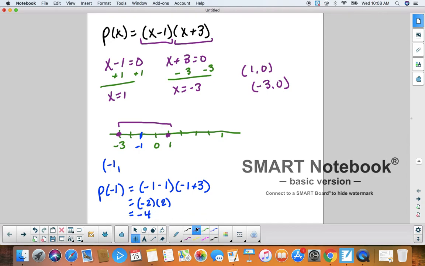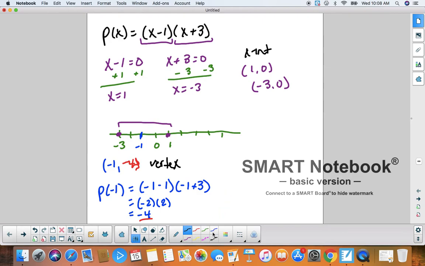So I now know the y value of my vertex. It's negative 4, so I'm going to bring that right up here and finish my ordered pair. So negative 1, negative 4, coordinates of my vertex. So let's label these. This is my vertex. Those are my cats you might have just heard. These are my x-intercepts.